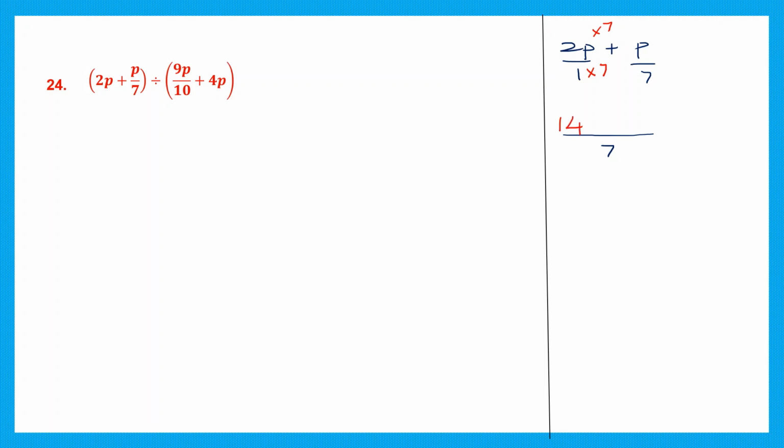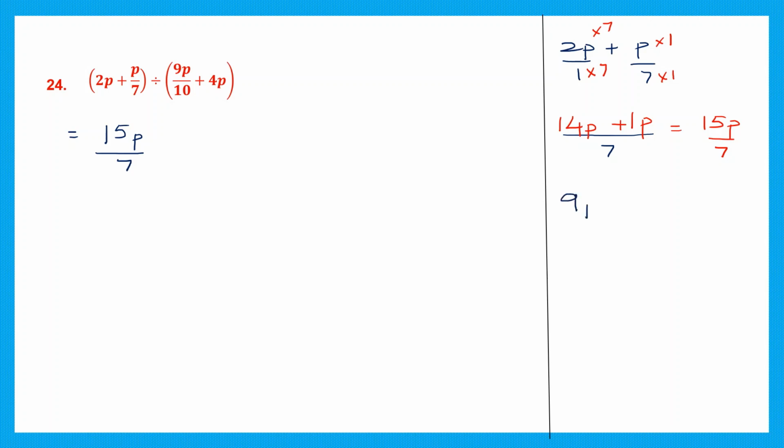7 2s are 14. 14p plus 7 1s are 7. So multiply this by 1, p ones are p. 14 plus 1 is 15. So 15p by 7. Now this is what we got after working out the first one. So 15p by 7. Now let's do the second one.